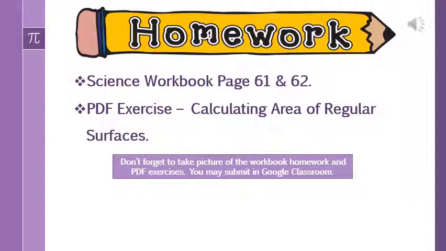Okay, now it is time for some homework. Please do your science workbook page 61 and 62, and don't forget to do the PDF exercise as well. And don't forget to take pictures of the workbook homework and PDF exercises. You may submit it in Google Classroom.